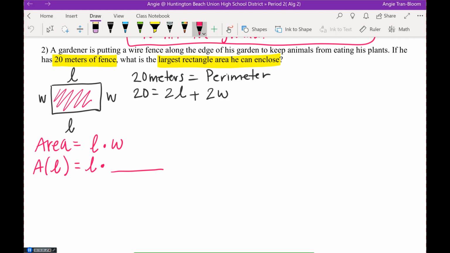Is there another formula somewhere on your paper that has L and W already? Yeah. Where? The perimeter, 20 equals 2L plus 2W. So guess what? You're going to go here and solve for W. I'm going to move 2L to the left, so now I have 20 minus 2L equals 2W. How do I solve for W still?